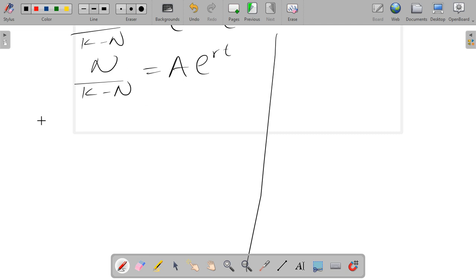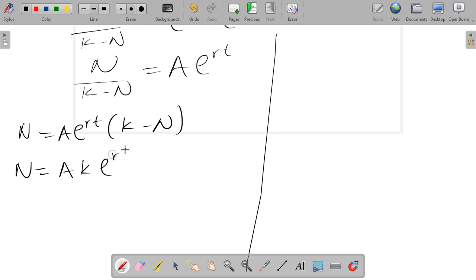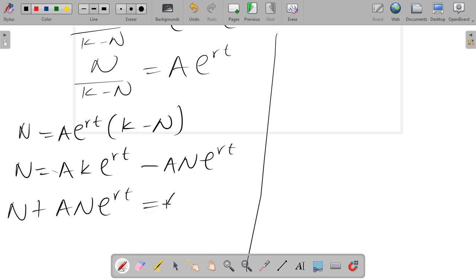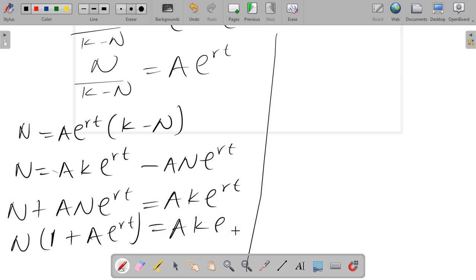To make n the subject of the formula, I'm going to cross multiply: n is equal to A exponential RT in bracket of k minus n. Opening the bracket, n is equal to AK exponential RT minus AN exponential RT. This n will go to the other side to have n plus AN exponential RT is equal to AK exponential RT. Now if you simplify, they have n in common, so I'm going to have n times 1 plus A exponential RT is equal to AK exponential RT.